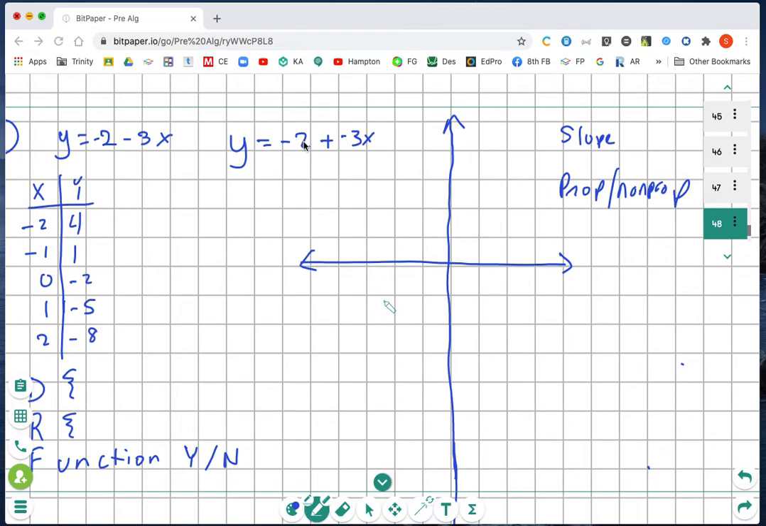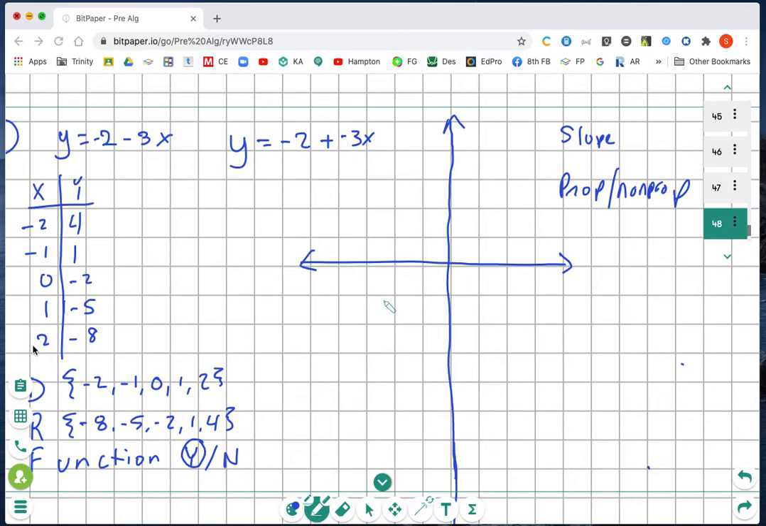Now I can find my domain. Well, I actually used the domain. So the domain is -2, -1, 0, 1, 2. I'm going to find my range, but my range has to go least to greatest. So my range is going to be -8, -5, -2, 1, 4. Now I have to decide if it's a function. So I'm going to go ahead and look at my x's. I notice that I don't have any that repeat. So yes, it is a function.